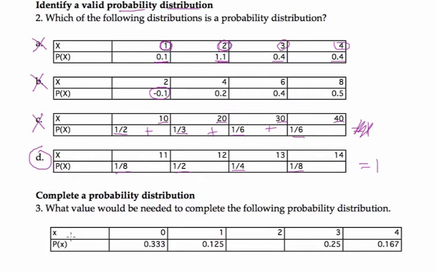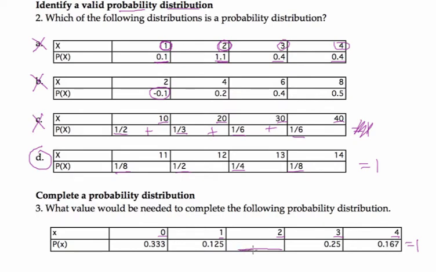D. 3. What value would be needed to complete this probability distribution? So again, we know that all of these have to add up to be 1. Again, these are our data values, 0, 1, 2, 3, 4. Maybe this is the number of kids you have or something. So about 33% have 0, about 12% have 1, 25% have 3, 16, 17% have 4. This would maybe say 4 or more if that was actually the number of kids.